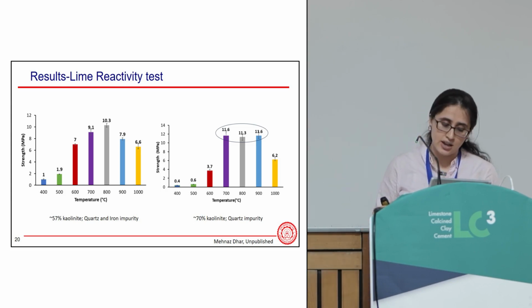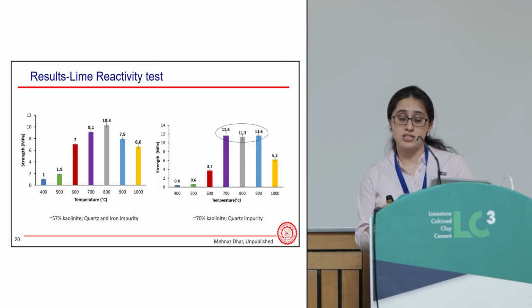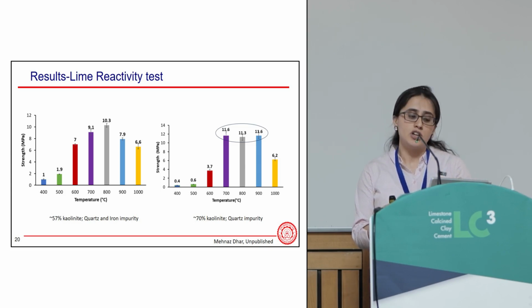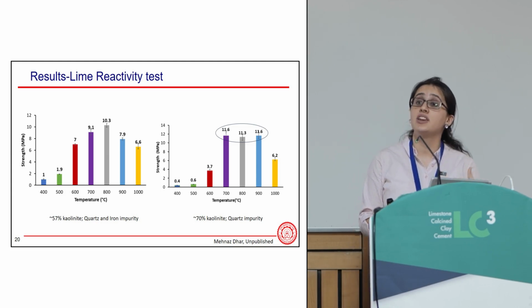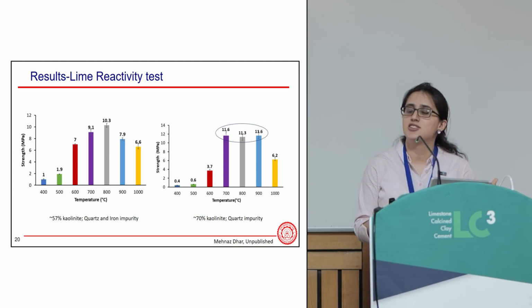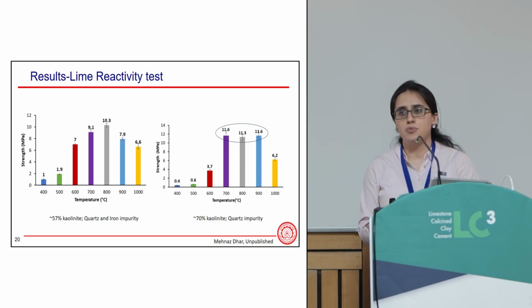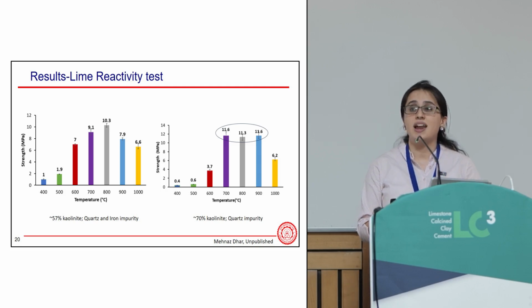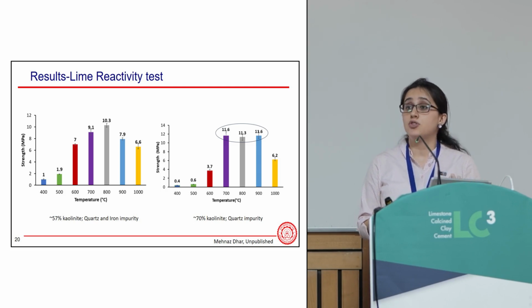In the first graph, we can see that this clay has approximately 57% kaolinite content. We are able to identify that 700 and 800 degrees centigrade seem to look good. We are getting a strength above 8 megapascal, but to achieve our best performance, we need to calcine the clay at 800 degrees centigrade. But if we have clays with a very high kaolinite content, maybe approximately 70 or 80%, then when we perform the lime reactivity test, we are able to identify whether our clays are properly calcined or not, whether they meet the minimum criterion of 8 megapascal. But for those clays, we are not able to identify the optimum calcination temperature.